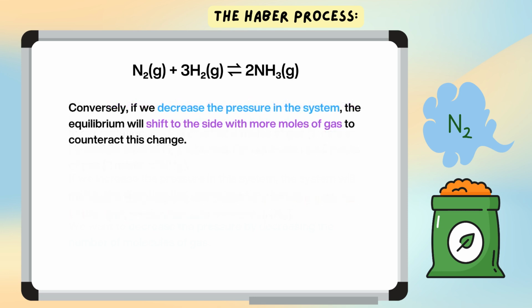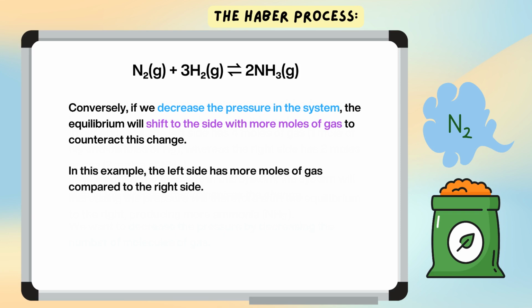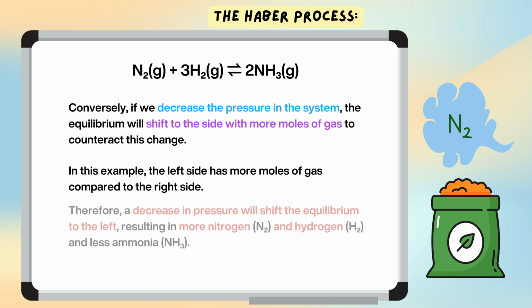Conversely, if we decrease the pressure in the system, the equilibrium will shift to the side with more moles of gas to counteract this change. In this example, the left side has more moles of gas compared to the right side. Therefore, a decrease in pressure will shift the equilibrium to the left, resulting in more nitrogen, N2, and hydrogen, H2, and less ammonia, NH3.